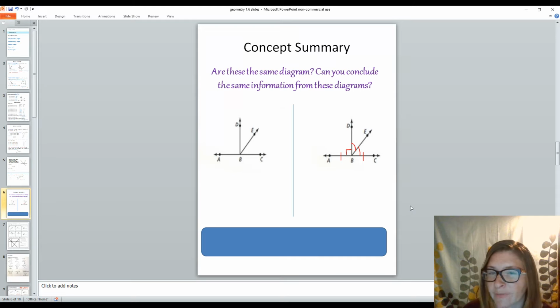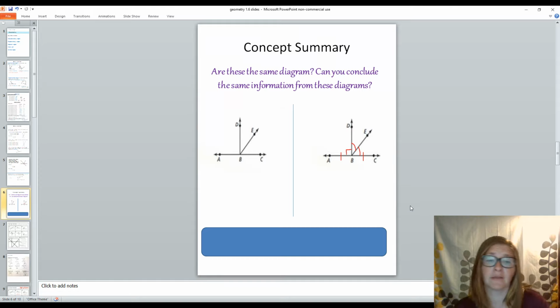Can you conclude the same information? Do they look the same? Well, they kind of look like the same diagram. They have the same letters, the same figure, but one has some red markings and the other one doesn't. So the answer is no.